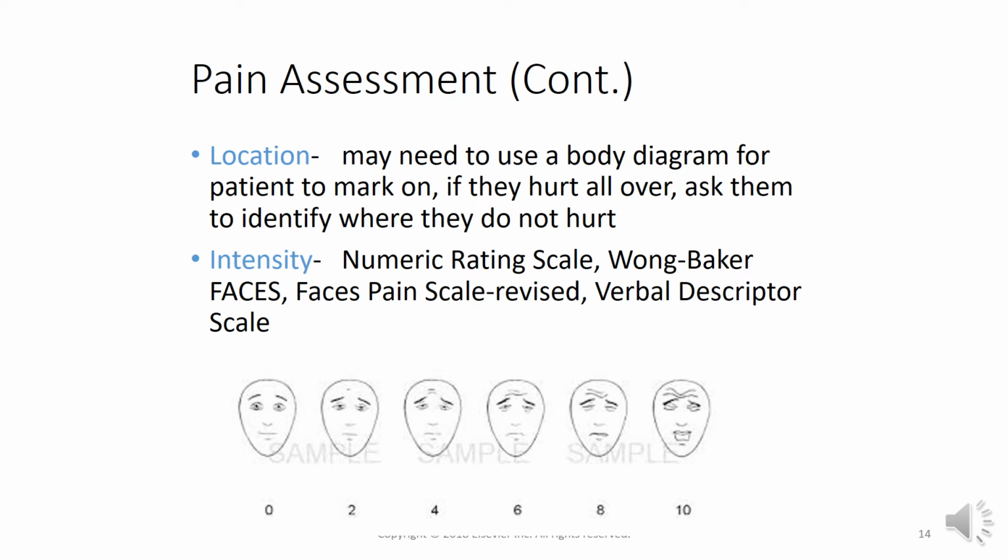Faces pain scale is for self-reporting of pain. You also have the Faces Pain Scale revised. You have the verbal descriptor scale. This is where you have the patient choose from words to rate pain. Example, do you have no pain, mild pain, moderate pain, severe pain, very severe pain, the worst possible pain I've ever had? That's the verbal descriptor scale.